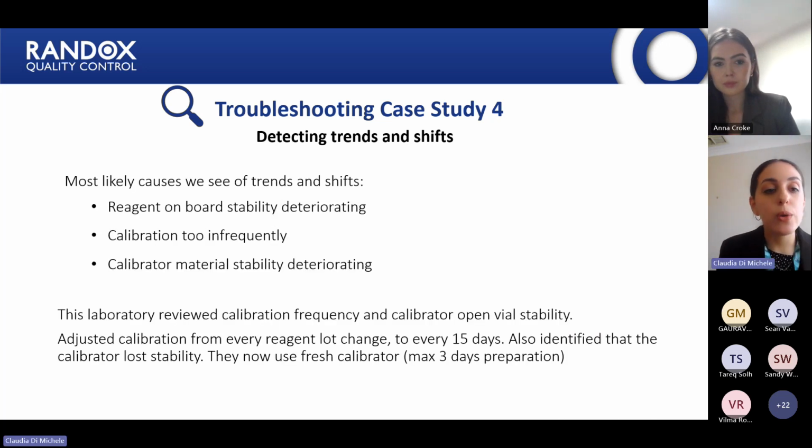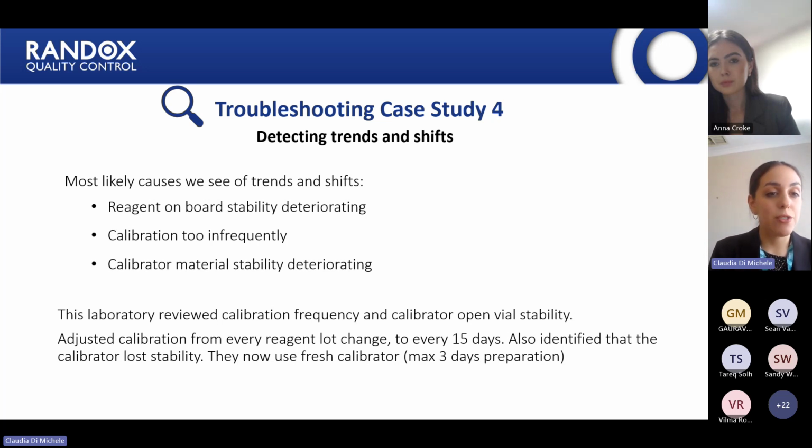It's likely the causes we see of trends and shifts in EQA reports are reagent onboard stability deteriorating. So perhaps the manufacturer has quoted reagent onboard stability. However, this may not always be the case. Often when manufacturers quote onboard stability, the reagent has been worked up in absolute optimal conditions in their factory laboratory, not in a real lab.